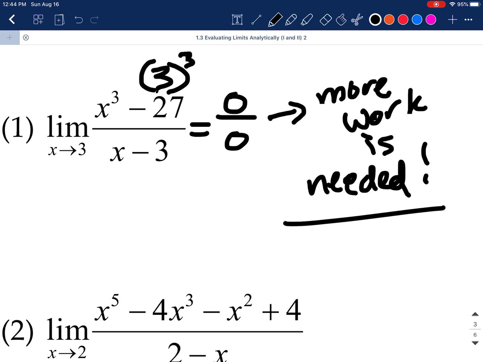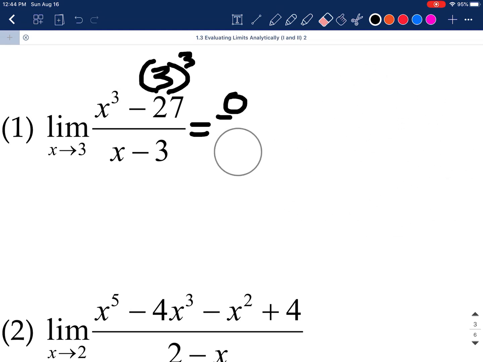Always is going to mean that there's more work needed because we don't know what 0 divided by 0 means. It's undefined. So it could exist. It could not exist. We have to figure out some other method to figure out what it's going to look like. So this one's pretty obvious. We're going to have to factor. So let's go ahead and start.